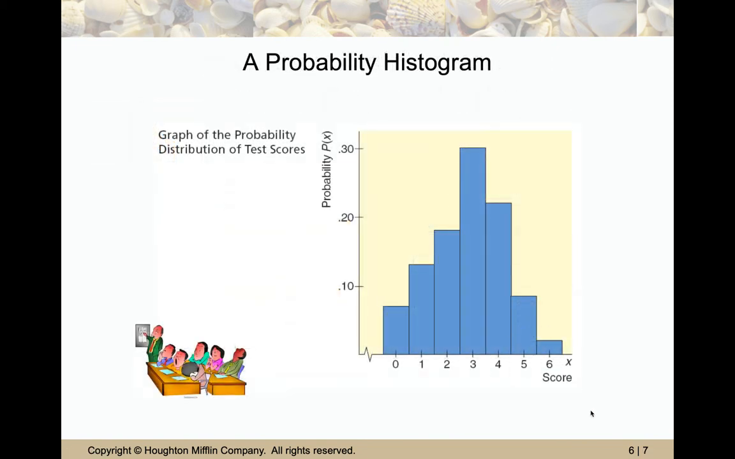A probability histogram is just like a regular histogram. You have your values in the center of each class or bin, and then they use the probability here, and your bars have the height of the corresponding probability.